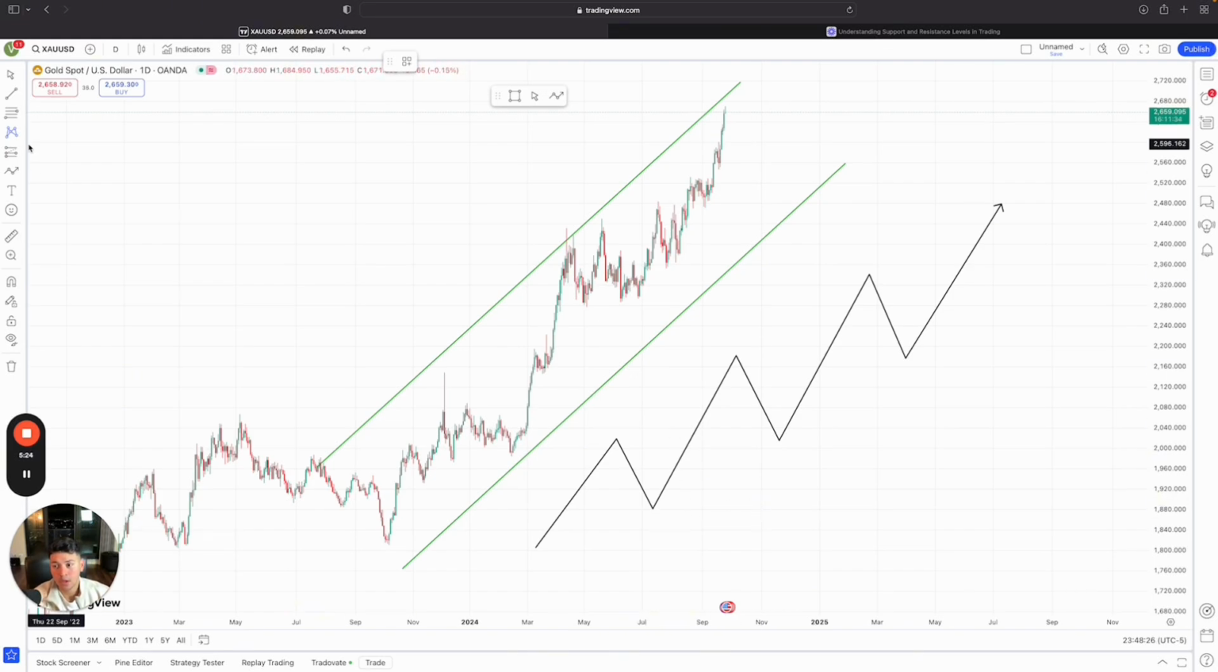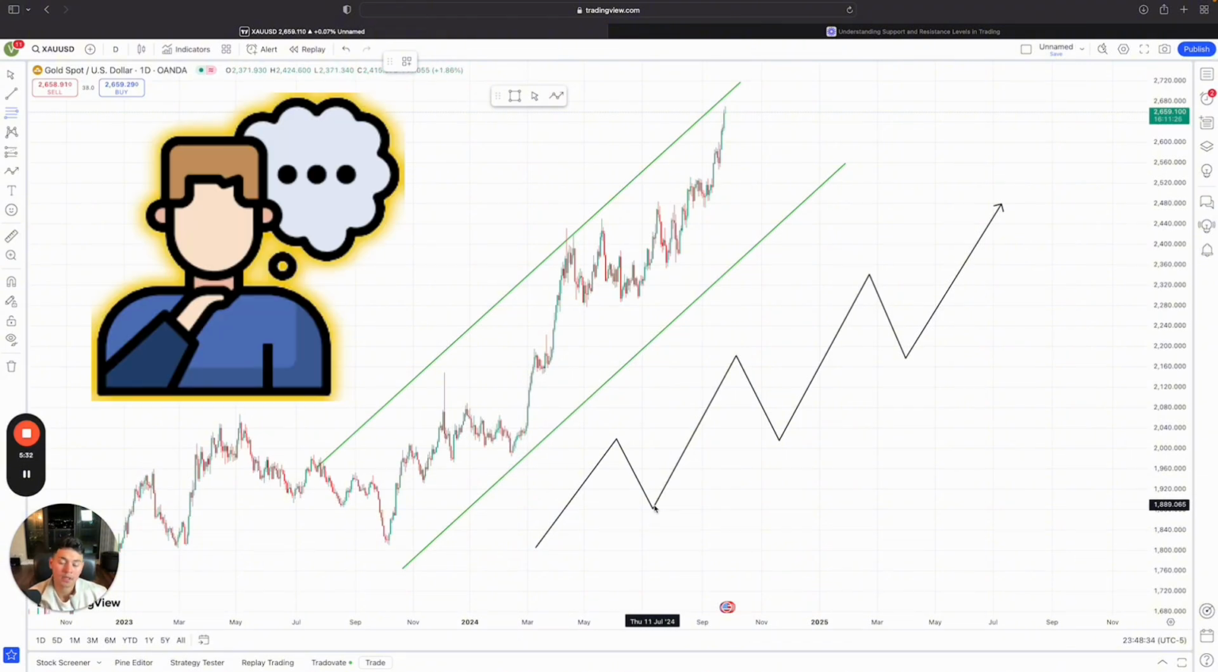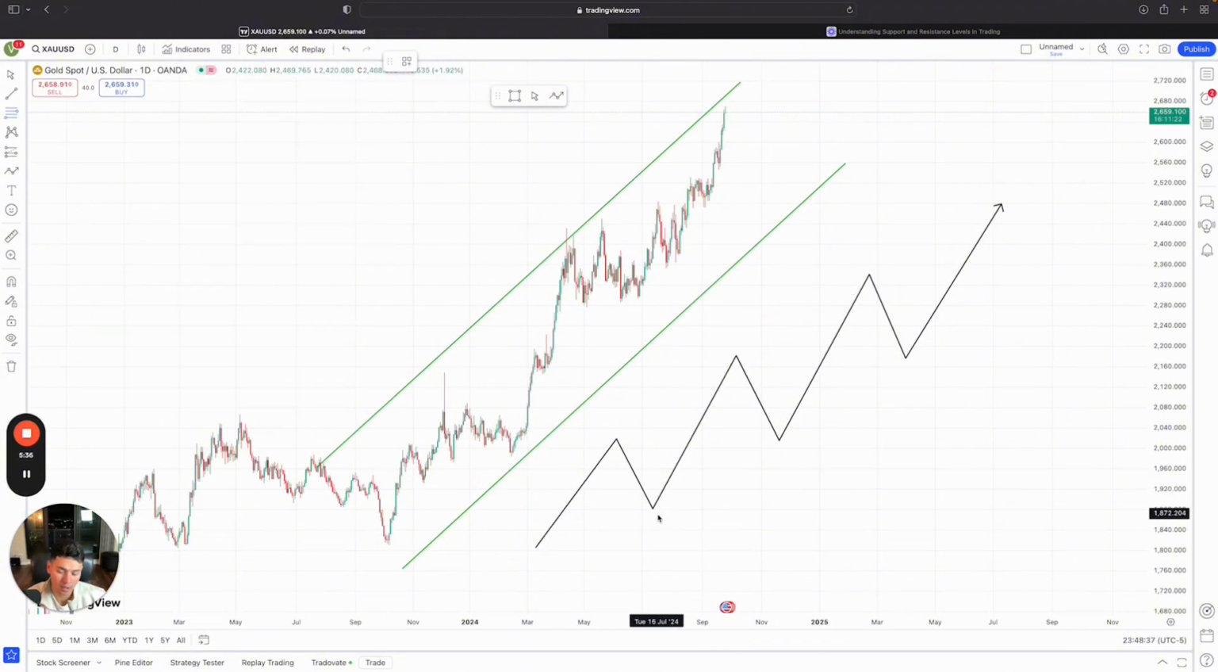So what I would do if I were to take an entry on a retracement on a higher low, I would expect the price to retrace up to the next higher low, respecting the previous higher low, and then I would take my entry from there.